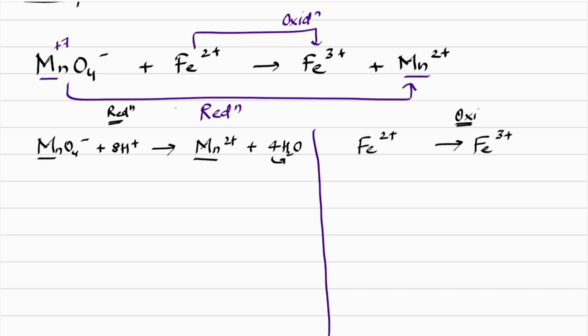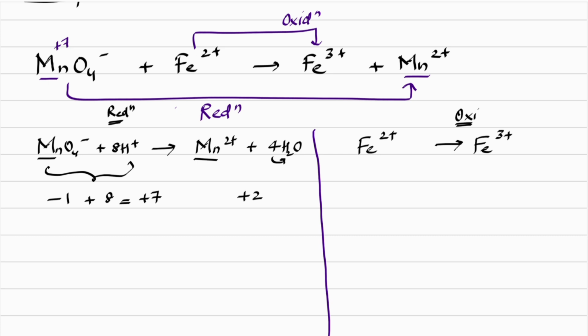Now we balance charge by adding electrons. For that, let's first see what the charge is on the reactant side of the reduction half reaction. Here the charge is -1 from the permanganate ion, and then there are 8 H+ ions, so that becomes plus 8. That gives you a total of +7 charge on the reactant side of the reduction half reaction. On the product side, you have manganese 2+, so only +2 charge here.